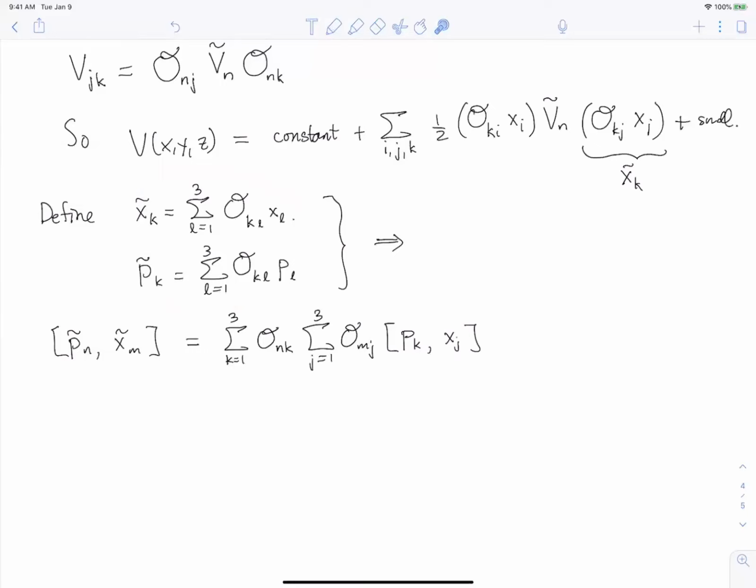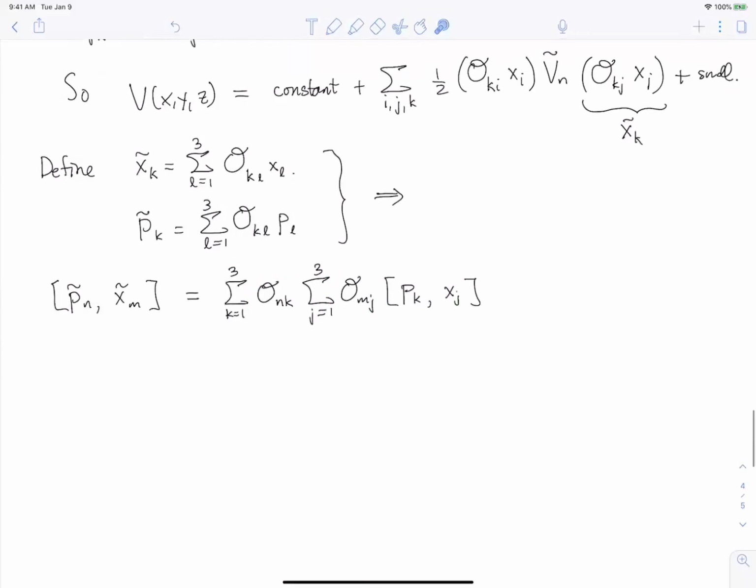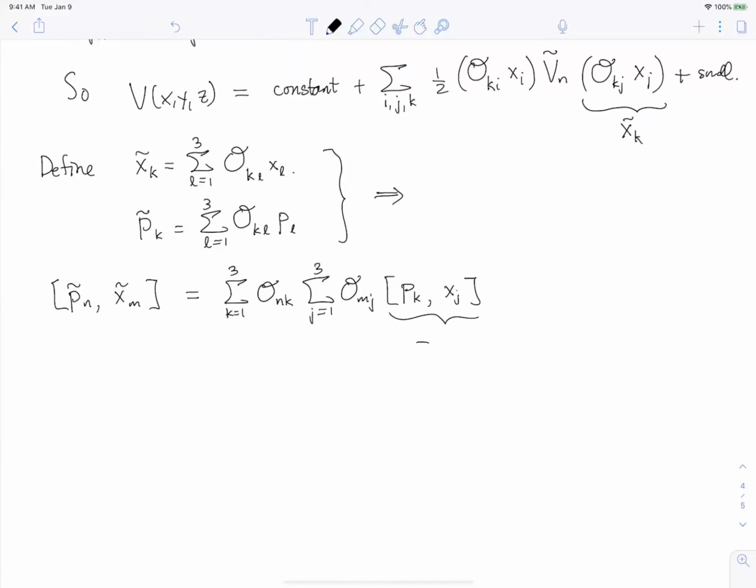And notice when I'm taking a commutator here, I'm not taking a commutator in a matrix sense. I'm taking a commutator in an operator sense. So the O's are just numbers. They're just some array of numbers. They don't commute or have any commutation properties. This is an operator commutator. Okay, and this is equal to minus i h bar delta jk.